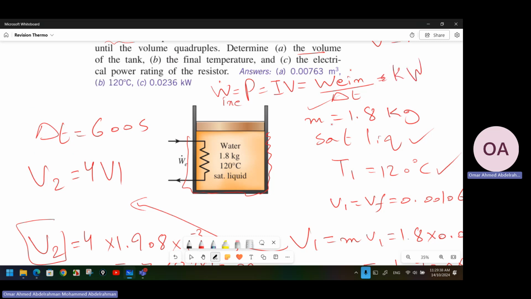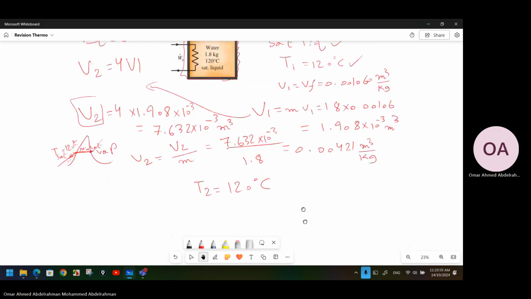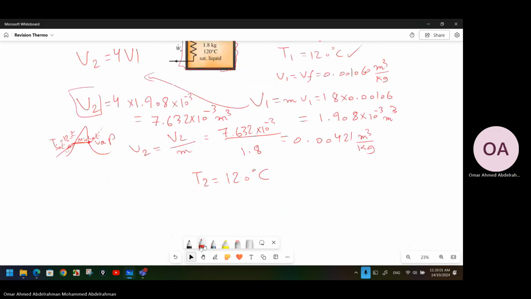In order to get W_en, the work, of course, I need to use the energy balance. Delta T, I have it, 600 seconds. So I need to get W_en from the energy balance. This is a question for chapter 4. You need to do an energy balance. So let's do the energy balance. If I make the energy balance, I will have W_en.